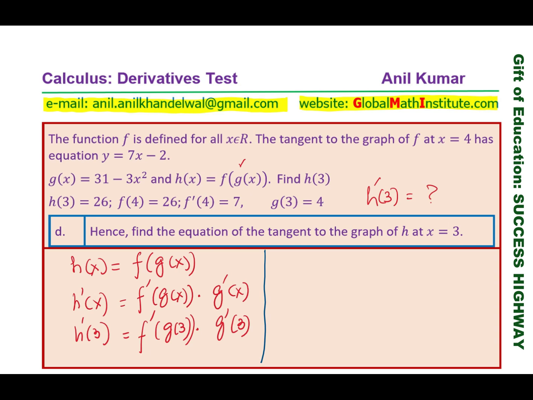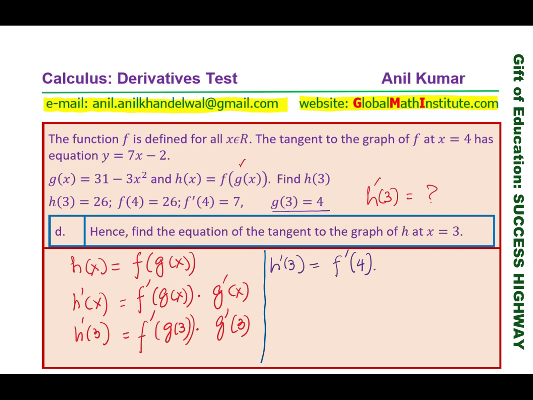Well, here is the solution. So we need to find h prime of 3. So the derivative of f at g of 3 we know is 4, right? So we'll write 4 here. And the derivative of g at 3, we still need to find that, correct? Okay, so let's figure this out.